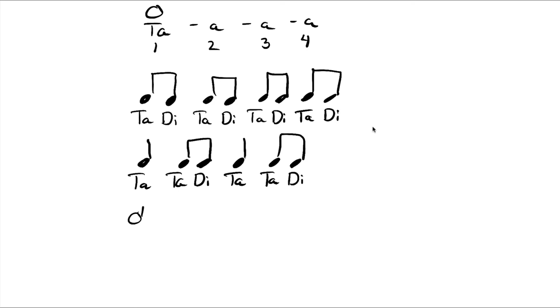Let's do another one. I'm going to do a half note and 2 quarter notes. We know the half note is ta, ah, and the 2 quarters are ta. Remember, the ta and the ah always happen with the beat. So ta-ah, ta, ta, ta-ah, ta, ta, ta-ah, ta, ta.